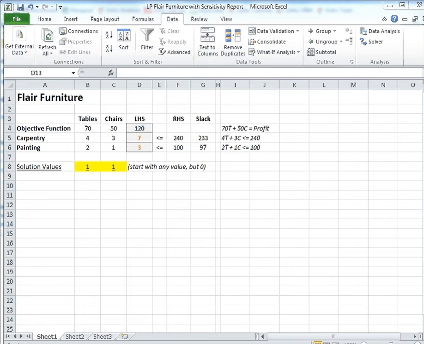I'd like to show you how to interpret the solver sensitivity report for a linear programming problem. So what we have here is the Flare furniture problem from chapter 7 set up. What I'm going to do is solve it.